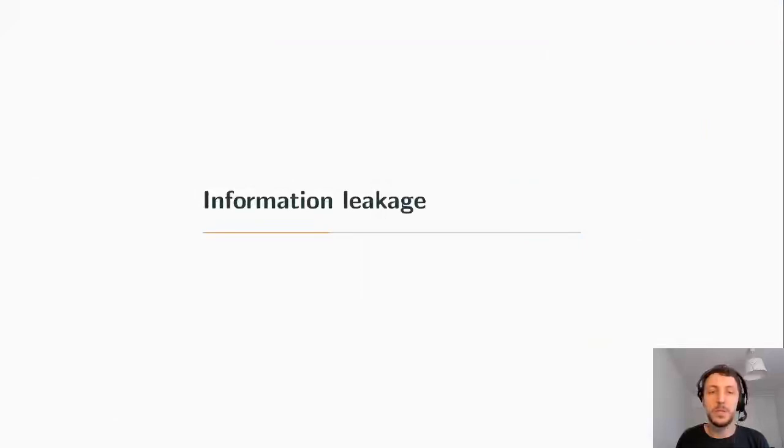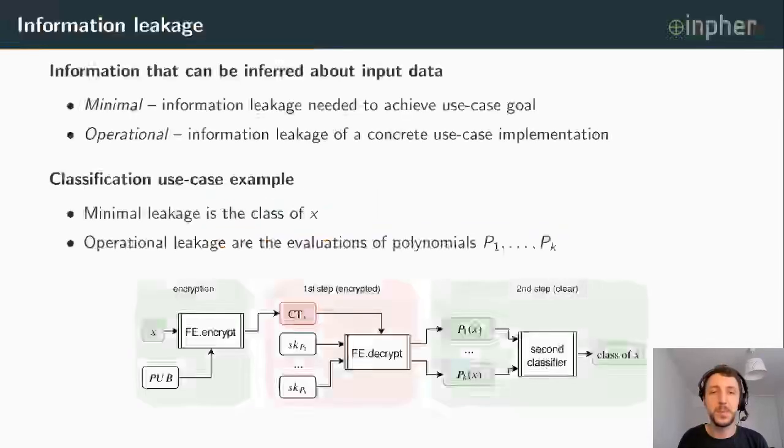So how can the information leakage in this type of use case be measured? We start by definition. The information leakage is the maximum information which can be inferred about the input data from the available plaintext use case data. We say that the information leakage is minimal if it is the leakage which is needed to achieve a use case goal. For example, in the classification use case, the minimal leakage will be the class of X and all the information which can be inferred from the class of X.